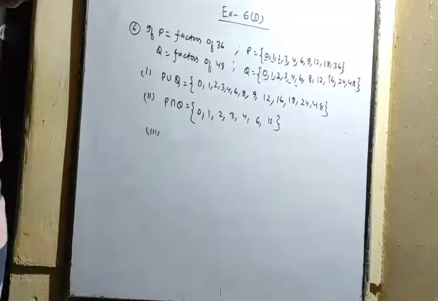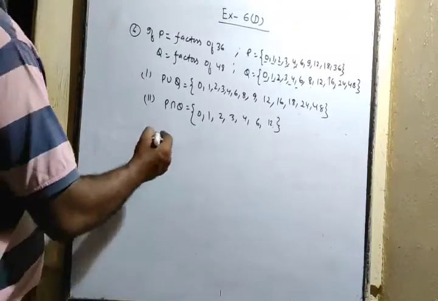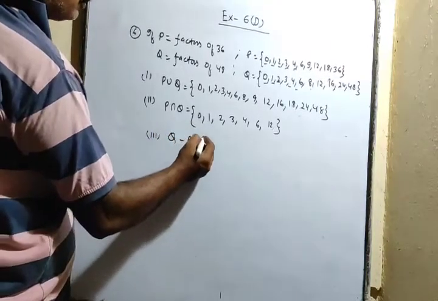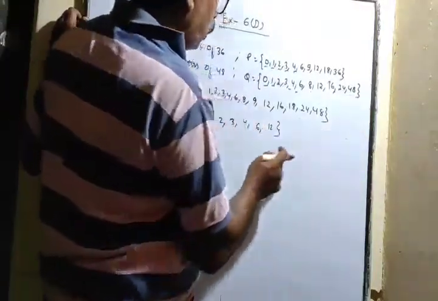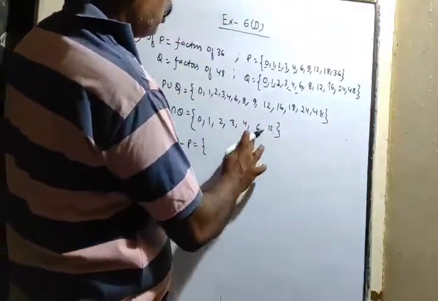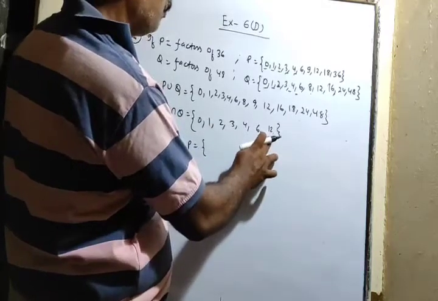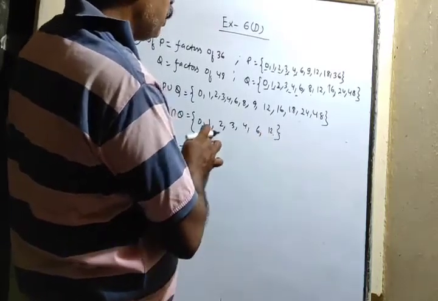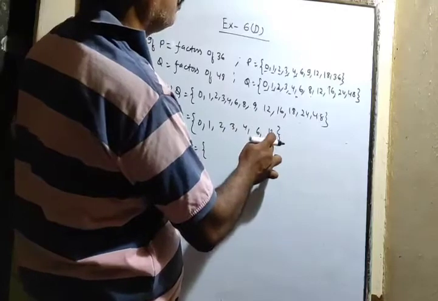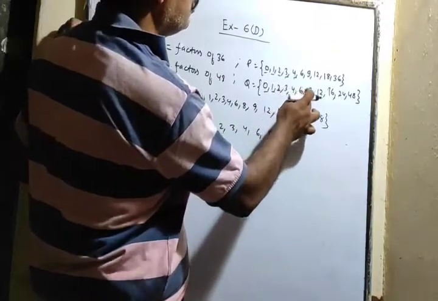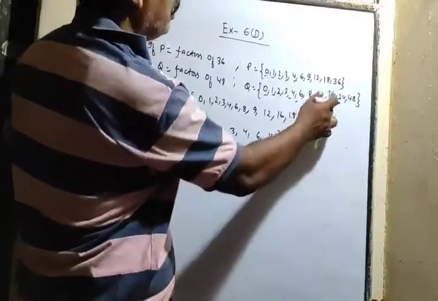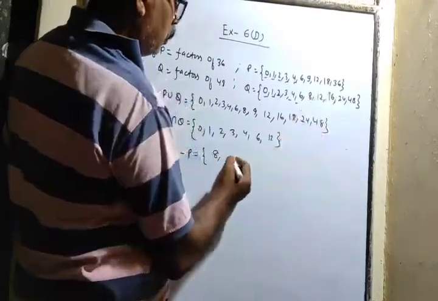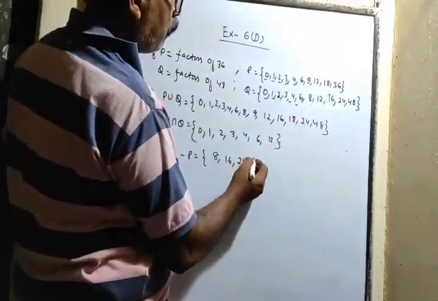The third part is talking about Q minus P. So the members of Q which are not in P. See, these are common to both, so Q minus P will be, leaving out 1, 2, 3, 4, 6 and 12, it will be 8, then 16, then 24 and finally 48.